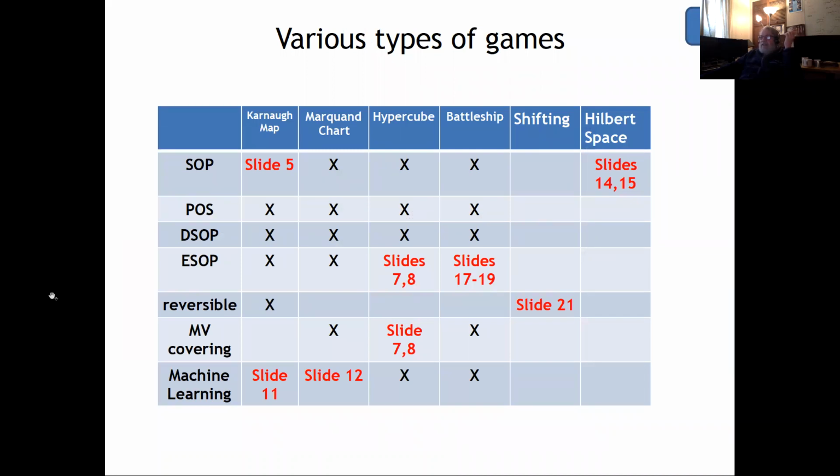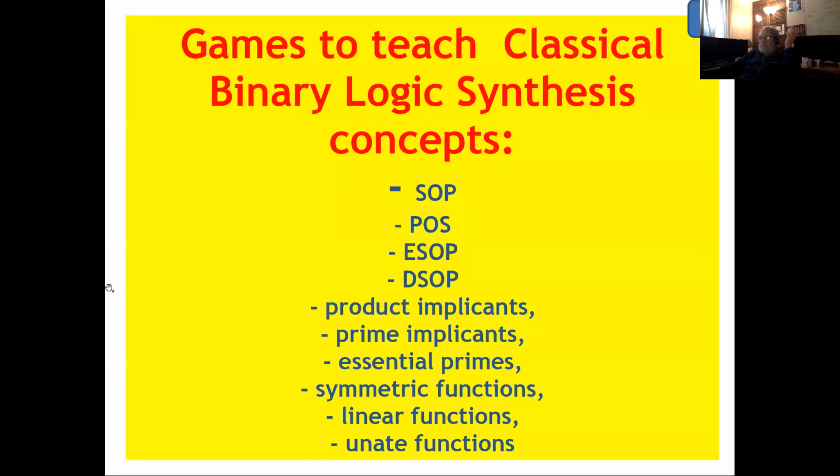On this slide, you see the rows are different types of logic circuits, and the columns are the methods that we are playing to solve those circuits. So we have Karnaugh maps, Markov charts, hypercubes, battleship games, shifting games, and games in Hilbert space. So the games that we will discuss are related to sum of product minimization, product of sum minimization, exclusive sum of products minimization, and disjoint sum of product minimizations. And we'll discuss problems such as product implicants, prime implicants, essential primes, symmetric functions, linear functions, unary functions, and others.